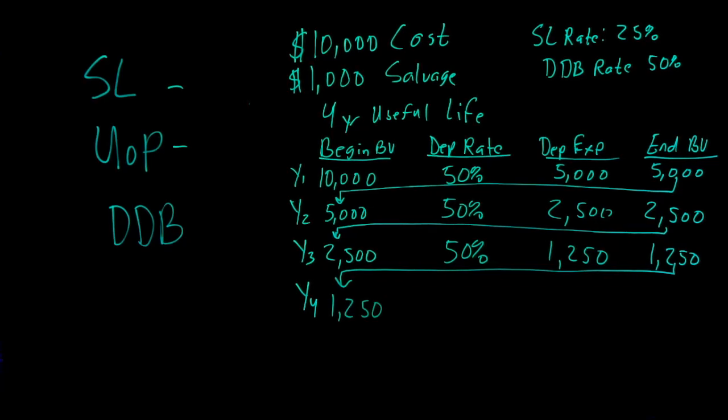So where double declining balance gets a little bit tricky is in the last year, we want our ending book value to equal the salvage value. So we know the beginning book value, we know what our ending book value we want to be, so we would end up plugging depreciation expense as $250 in the last year. So now the ending book value is $1,000, which is the salvage value.